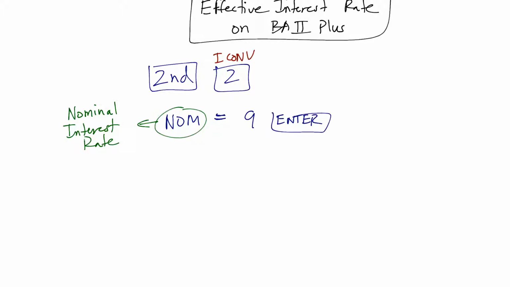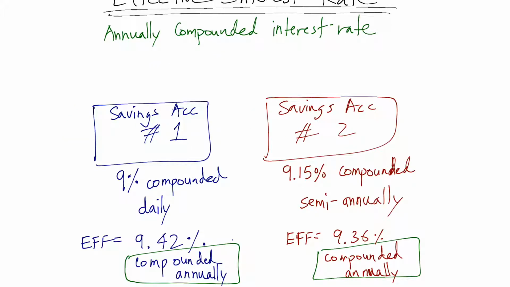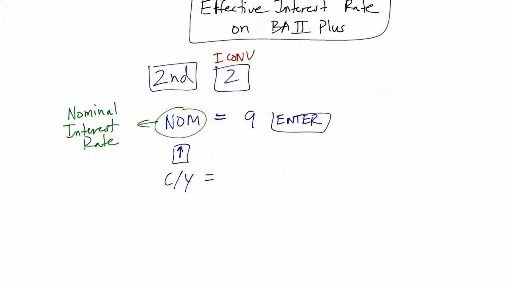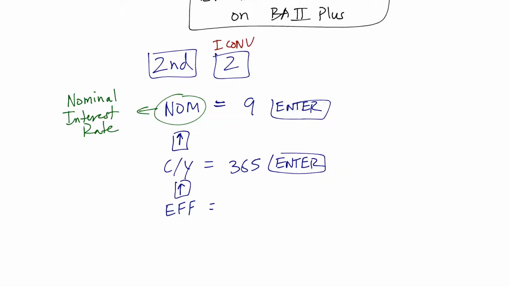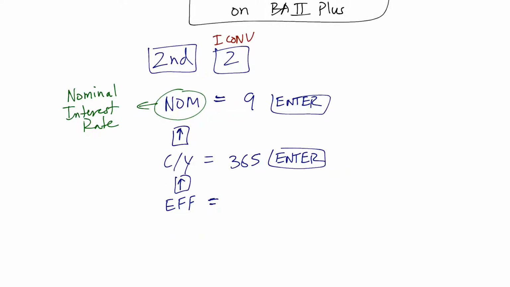So instead of scrolling down now, scroll up. If you press the scroll up button, you should see CY. Set it to, I think blue had daily as the frequency, so 365, and then press enter. And scroll up again, and you'll see EFF, which is the effective interest rate for those two inputs. And just compute.